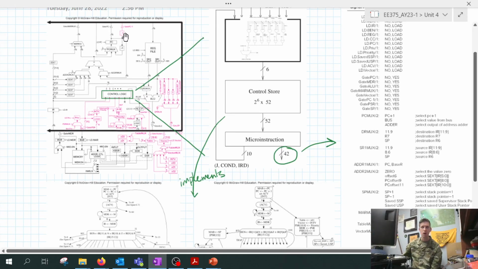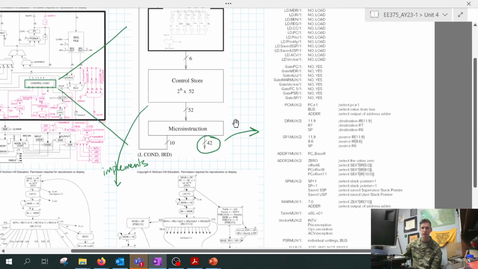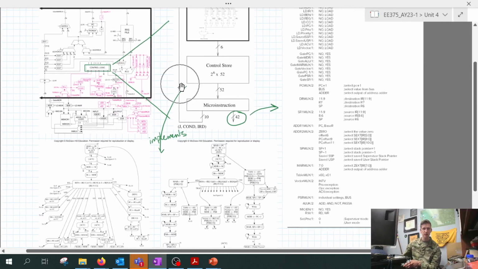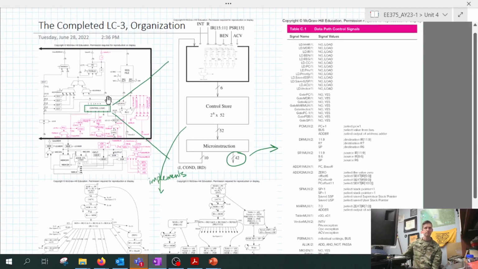These are all the control signals that go to each of the devices here in the data path to set whether a device is allowed to put something on the processor bus, or a register is being loaded with a piece of data, or which of the inputs to these multiplexers need to go to the outputs. These are all encoded in the 42 control signals that are in the control store here. And so this together, right? This is the LC-3, which to me is kind of cool.